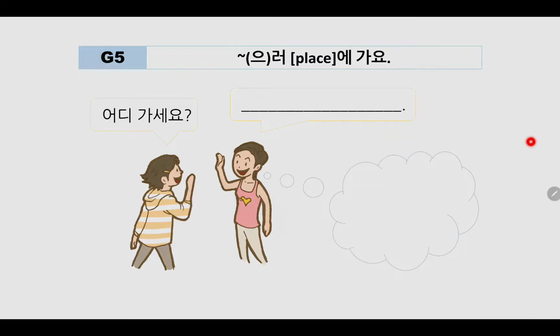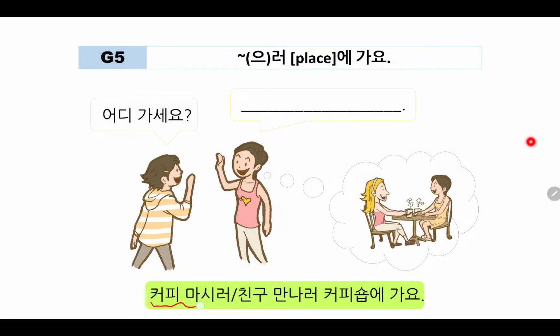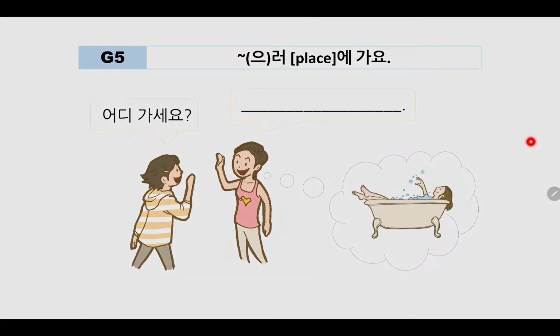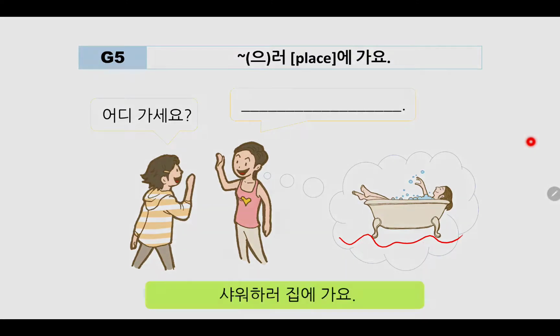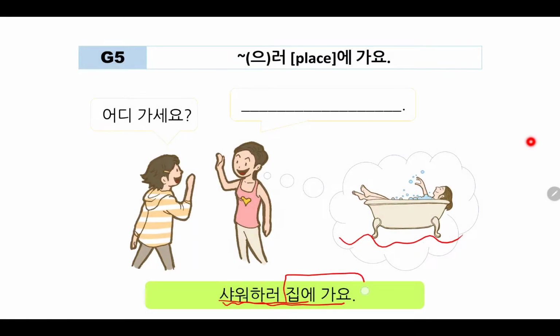Next situation. 어디 가세요? I think she's gonna go to some cafe to talk with or meet her friend. So you would have to say 커피 마시러 or 친구 만나러 커피숍에 가요. I go to the coffee shop in order to drink coffee or in order to meet my friend. Okay, next situation. I think she's gonna take a bath or a shower, and she's gonna go home for that. So 샤워하러 집에 가요 would mean I go home in order to take a shower.